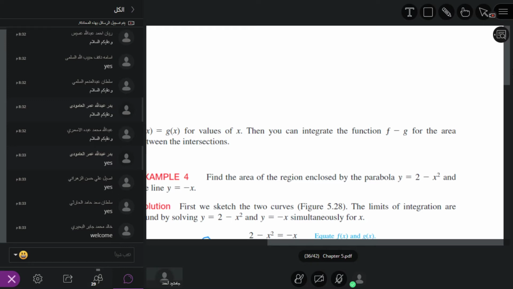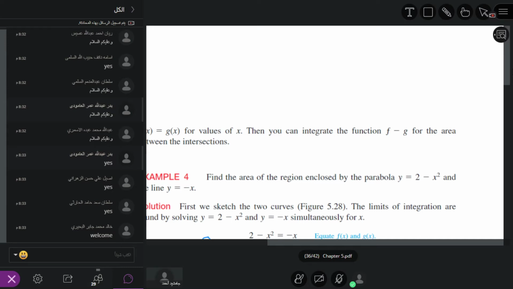Whenever I take x common from here and 1 from here, it will be equal to the following pair. It means x plus 1 times x minus 2 is equal to 0. So this shows that x is equal to minus 1, x is equal to plus 2.